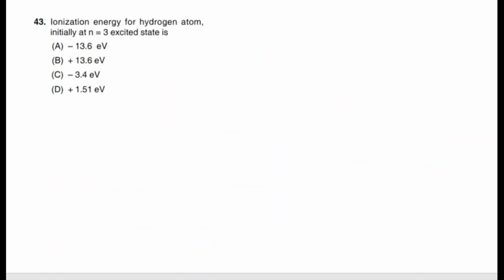We are moving to the next problem. Now what is the next problem? Yes, let us solve the next problem. Ionization energy for hydrogen atom initially at n equal to 3 excited state. So the same formula we are using again. So what is the energy of the hydrogen atom? The energy E is equal to minus 13.6 electron volt divided by n square, right? So instead of n, they are asking n equal to 3 excited state, that is the value of n is equal to 3.